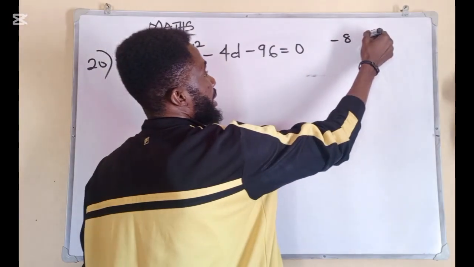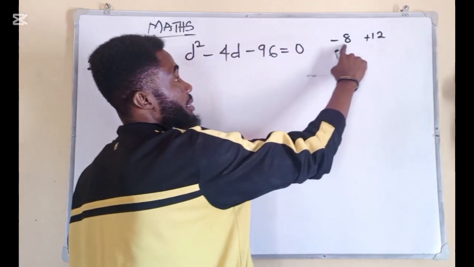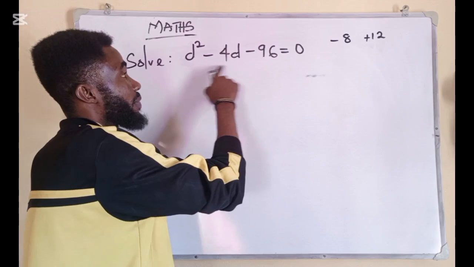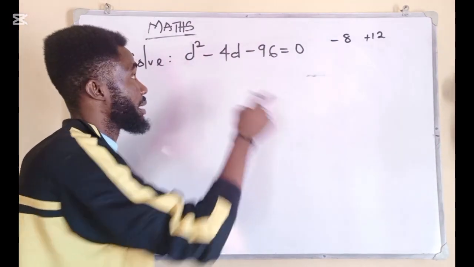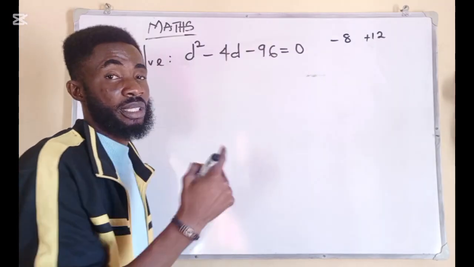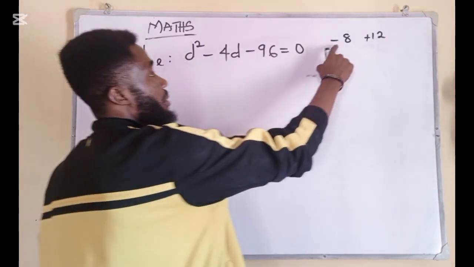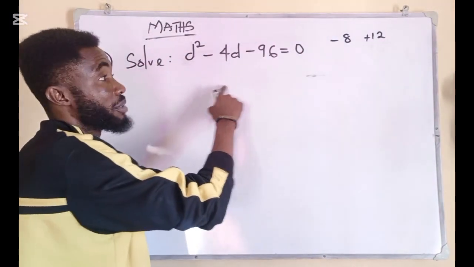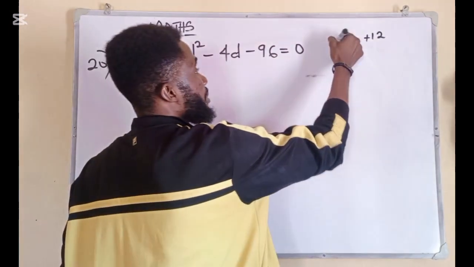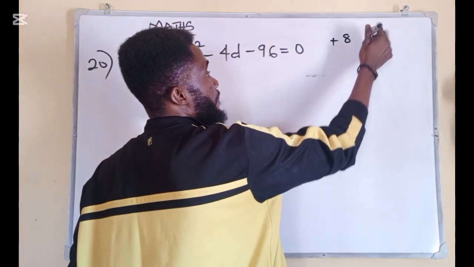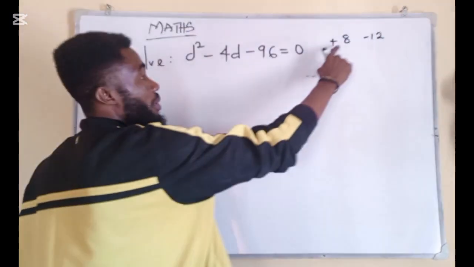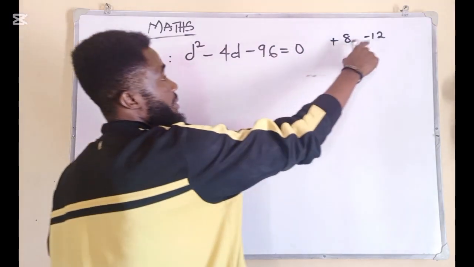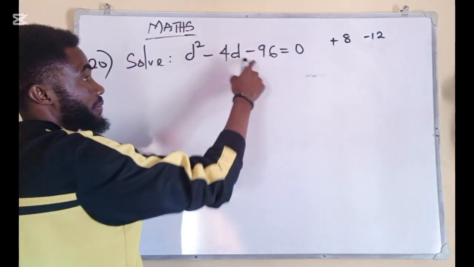If we do minus 8 plus 12, and remember, whatever signs you are using, it must satisfy both conditions: here has to be negative 4, and here has to be negative 96. But minus 8 plus 12 is positive 4, and we need negative 4, which means this will not work. So I'm having it be plus 8, then negative 12. Now, 8 minus 12 is negative 4, and 8 times negative 12 is negative 96.